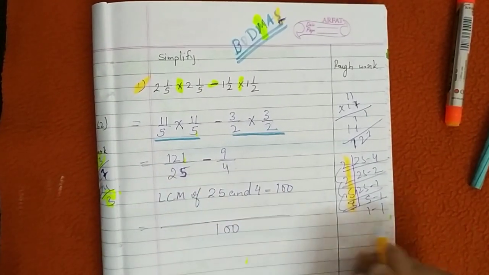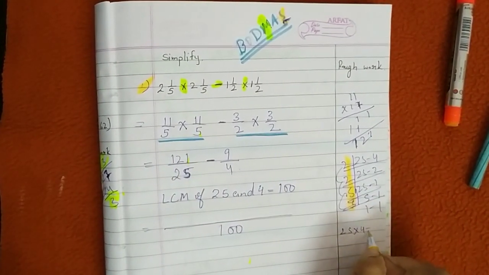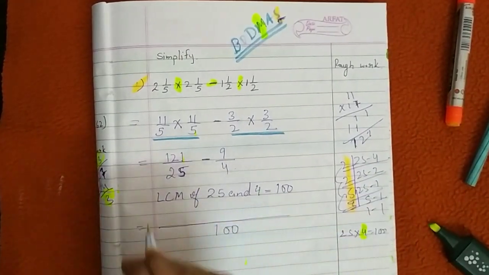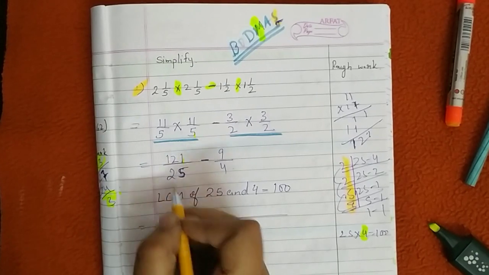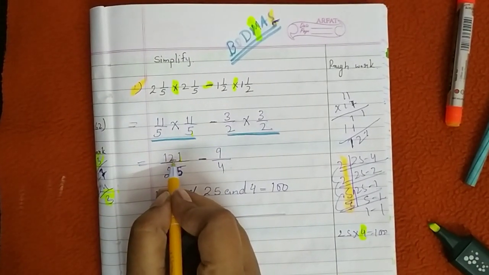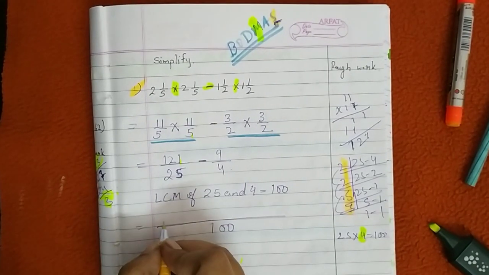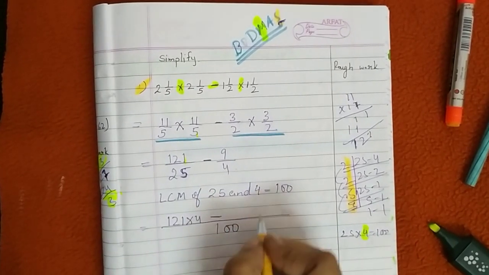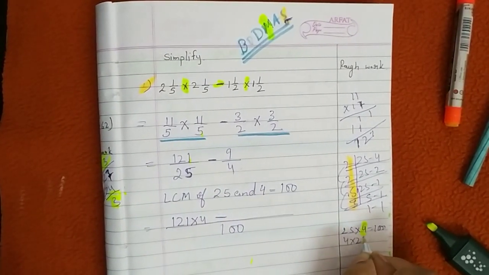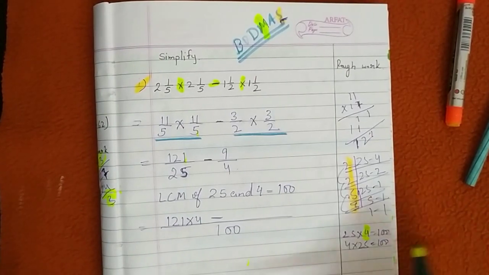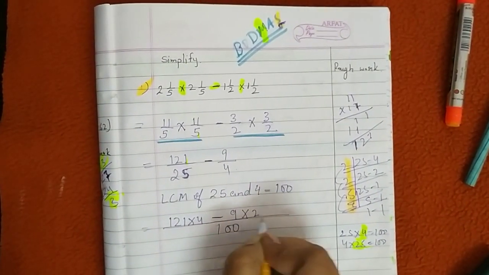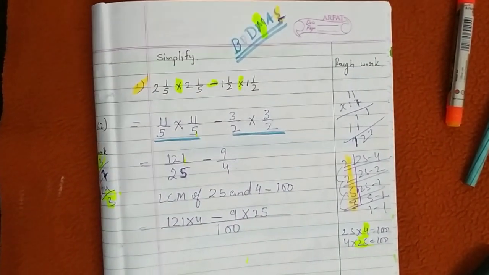How many times? 25 into 4 is 100. So, this 4 we will multiply with numerator 121. So, numerator 121 multiplied by 4 minus, okay, now 4 into 25 is 100. Yes, so now this 25 multiplies with numerator 9. So, 9 multiplied by 25. This much is clear to everybody.